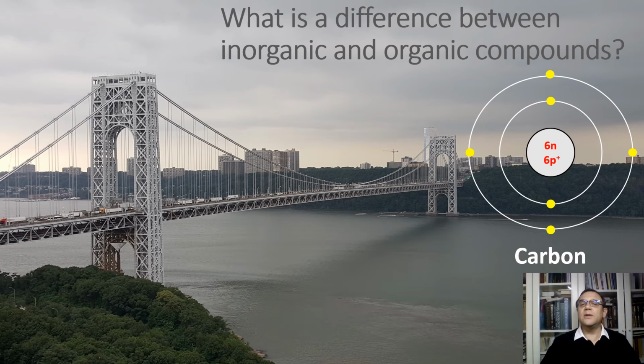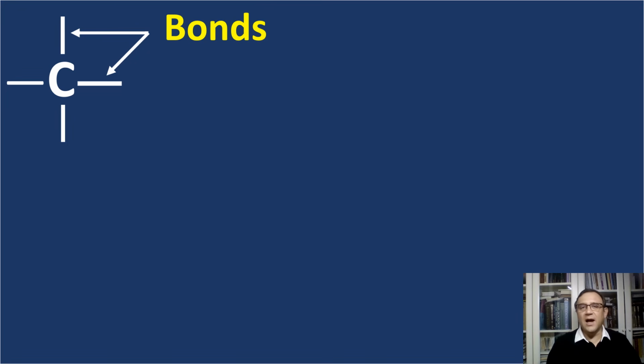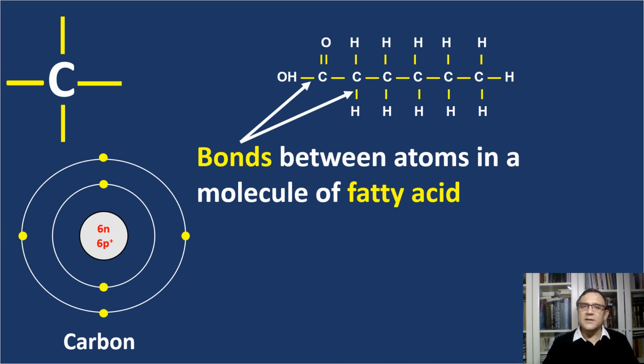Carbon has a unique ability due to its atomic structure. It can form four stable covalent bonds. Why can carbon form four covalent bonds? Bonds between atoms hold them together. In this slide, each line represents a covalent bond, which holds atoms together within a molecule.